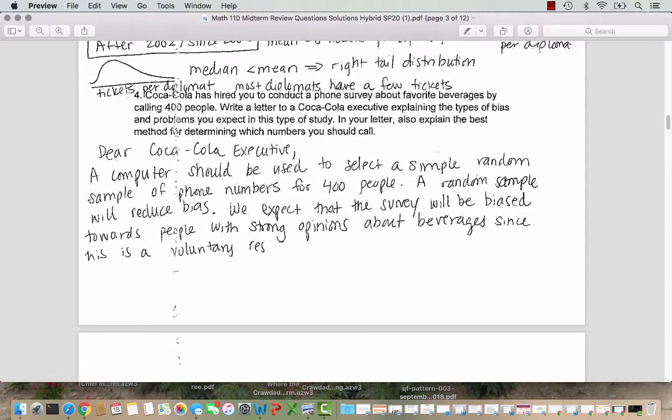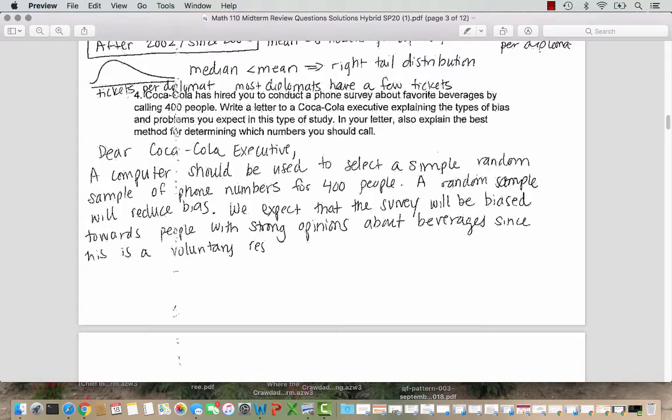Question 4 tells us about a phone survey. So Coca-Cola has hired you to conduct a phone survey about favorite beverages by calling 400 people. Write a letter to a Coca-Cola executive explaining the types of bias and problems you expect in this type of study. In your letter, also explain the best method for determining which numbers you should call.